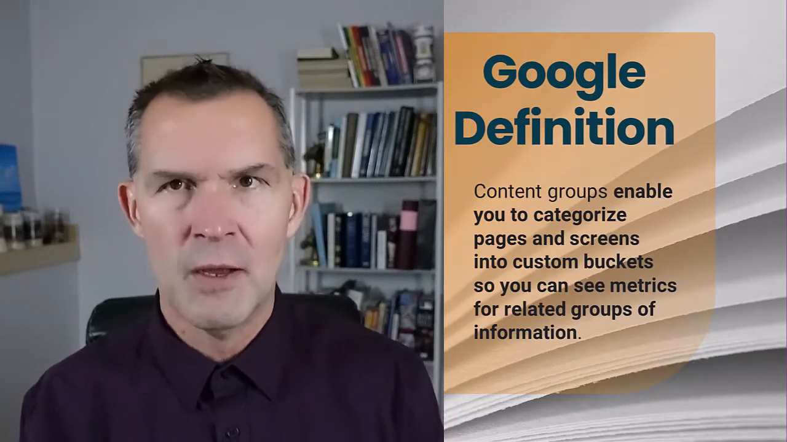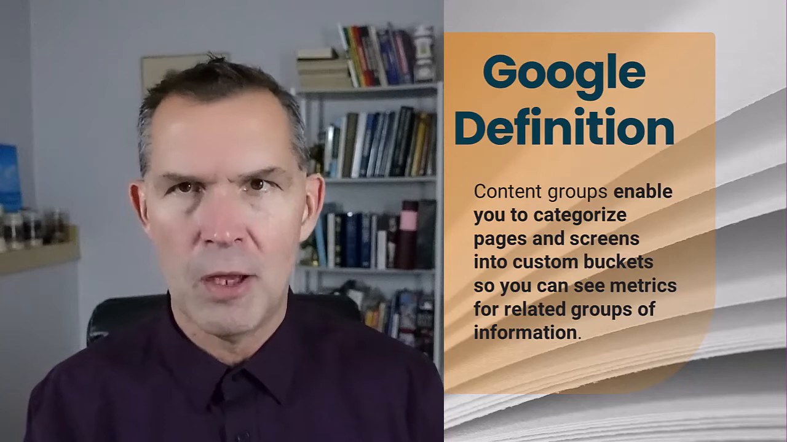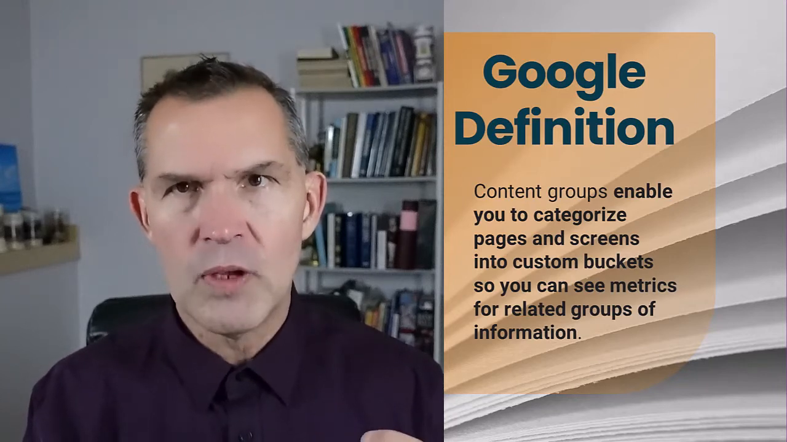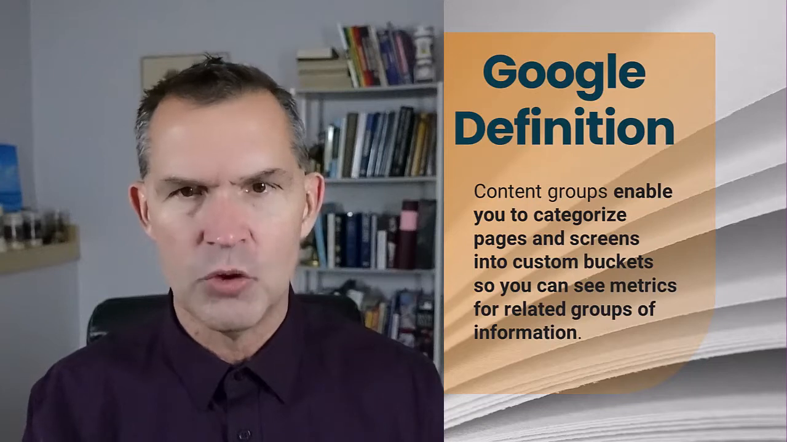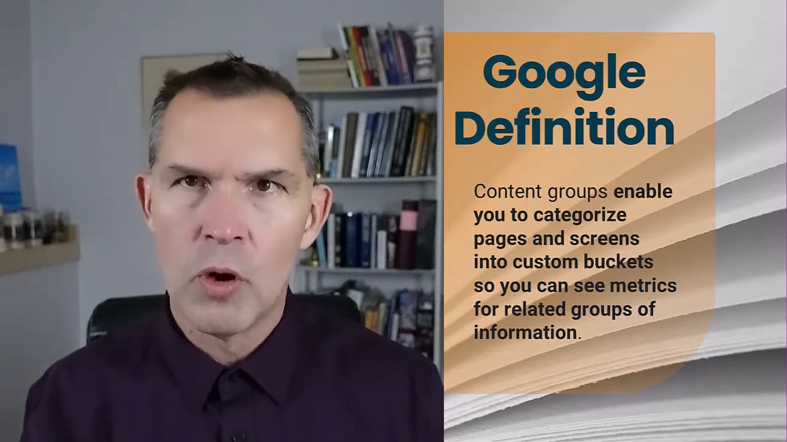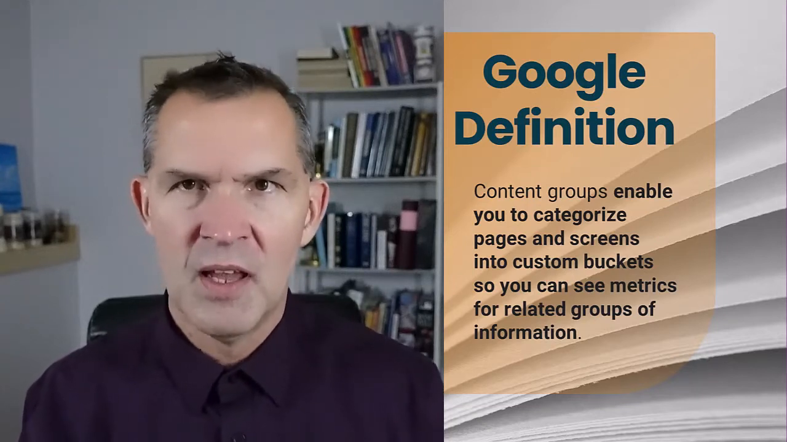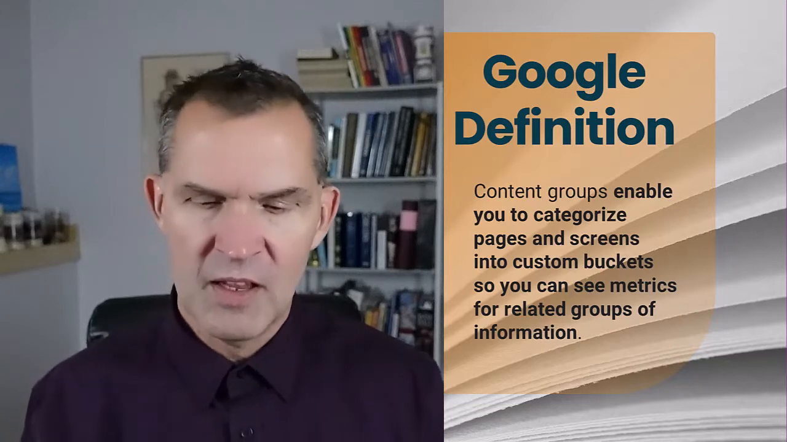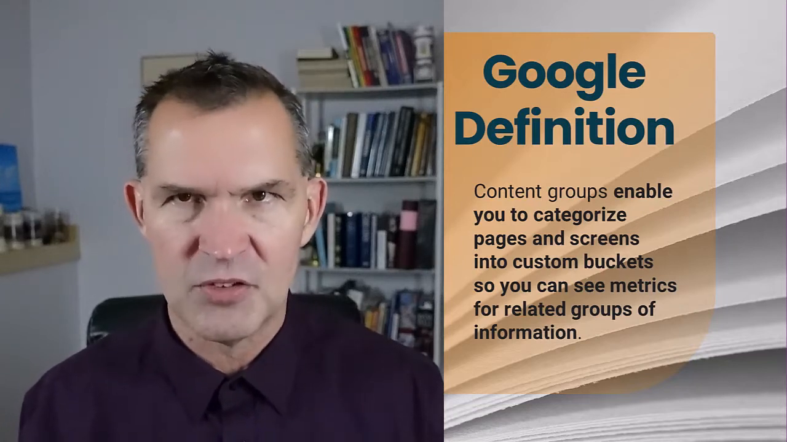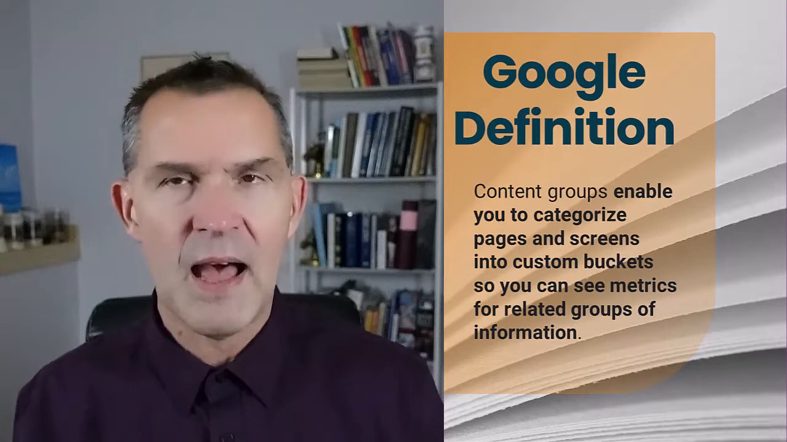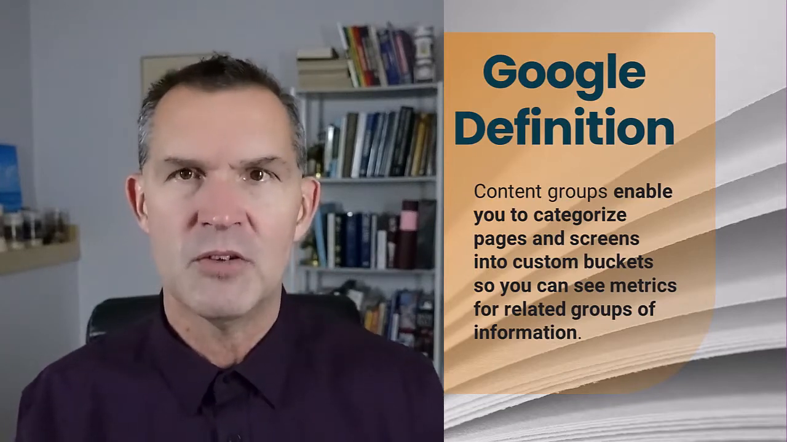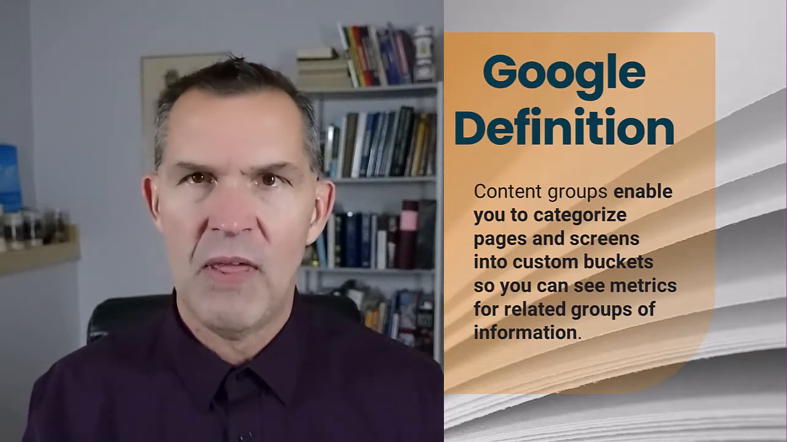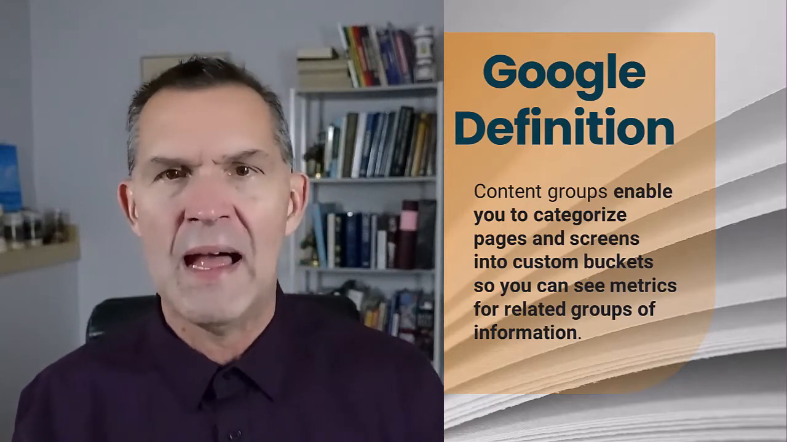So if you have a bunch of blogs on basketball, you can see how well your basketball blogs are doing against your football blogs. Or if you have a bunch of shirts and you want to see how many page views your shirts are getting on your e-commerce store versus socks or pants or something like that, then you would put them into content groups. So that is the definition from Google on their thing.